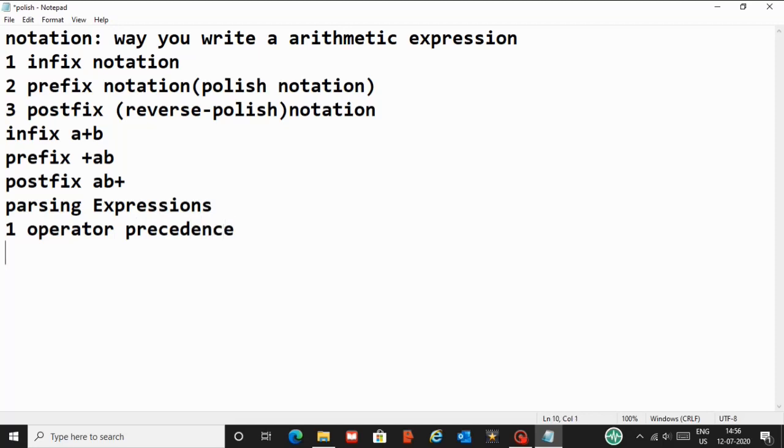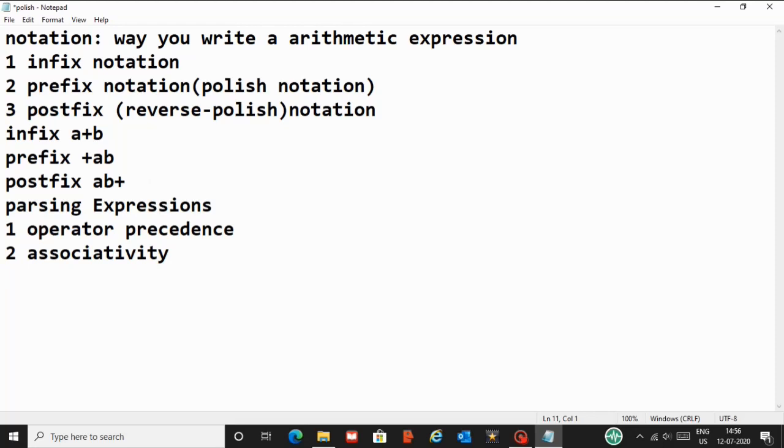The second one is associativity. So these are the two things which we need to take into account, that is operator precedence and associativity, to parse any arithmetic expression. So we'll start with precedence.